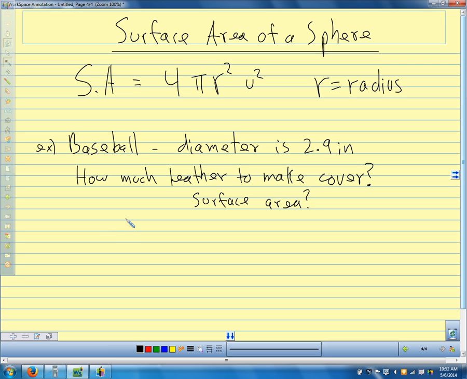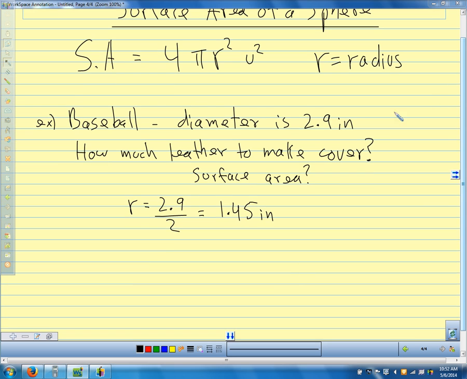We know that our surface area is 4 pi r squared. What's our radius here? 2.9 divided by 2. Diameter is 2.9. We divide that by 2 to get the radius. So 2.9 divided by 2, I get 1.45 inches. And I'm going to plug that into my formula. So our surface area is 4 pi times 1.45 inches squared. And I'm going to calculate that in my calculator.